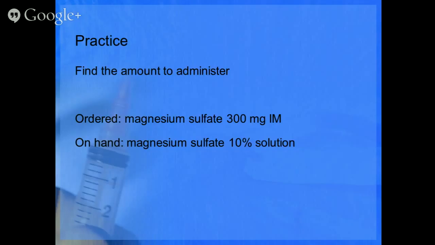Any percent is per 100, so whatever the number in front of it is how many grams, and it's in 100 milliliters. When you have a ratio, it's over 1,000. So if it was 2 to 1,000, it would be 2 grams per 1,000 milliliters. If this was a 3, it would be 3 grams. So your ratio is always, the first number is your grams and this is your milliliters. When you look at percentage, this is your grams and it's always with 100 milliliters.